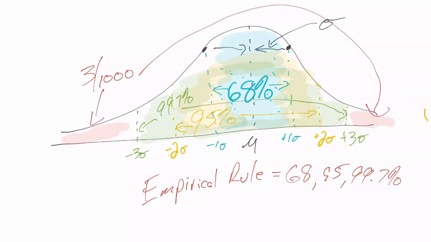When we have normally distributed data, we can say within plus or minus 1 standard deviation, 68% of our data points will fall. If we are within 2 standard deviations, it's 95% of our data points, and within 3 standard deviations, it's 99.7%. Only 3 out of 1,000 data points are going to fall outside of 3 standard deviations if you're dealing with normally distributed data.